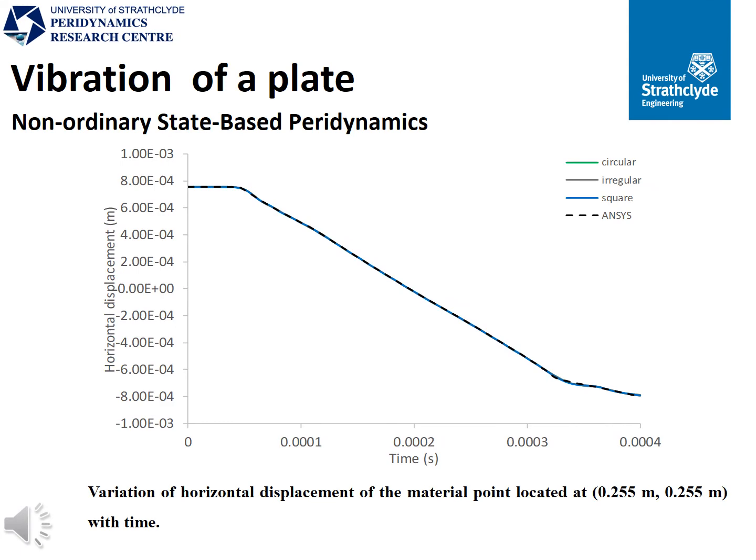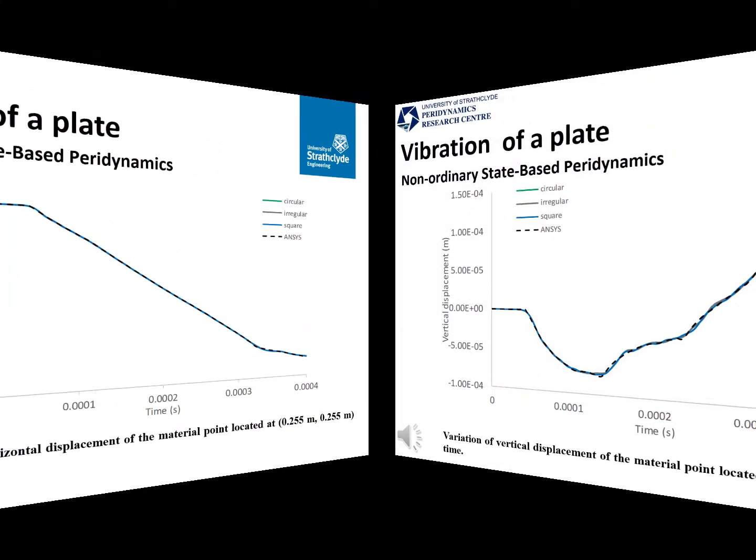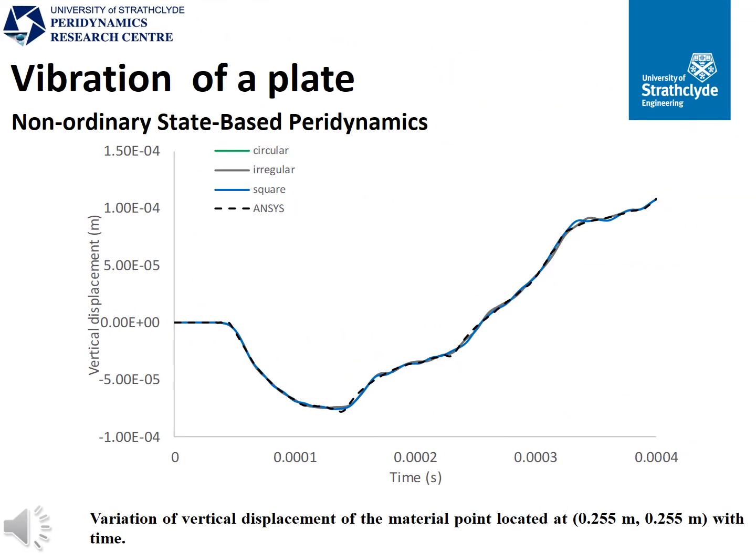We also solved the same problem by using non-ordinary state-based peridynamics. In this case, all horizon shapes agree very well with ANSYS results for the horizontal displacement. We also see a similar agreement for the vertical displacement. This shows that non-ordinary state-based peridynamics is not sensitive to horizon shape, which is not the case for ordinary state-based peridynamics.